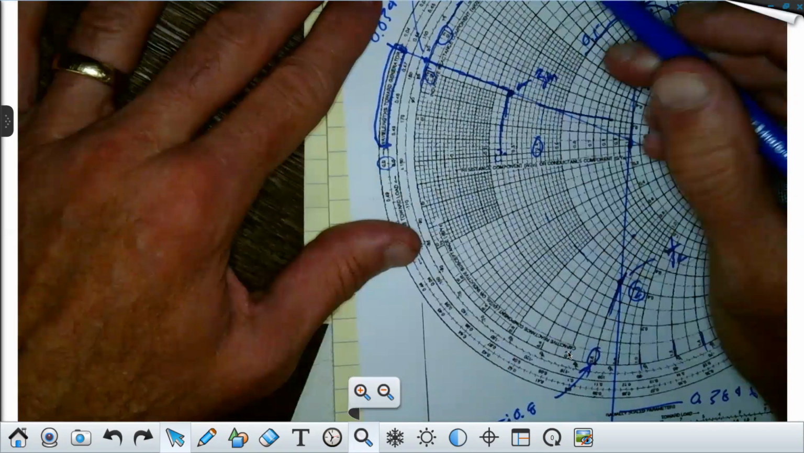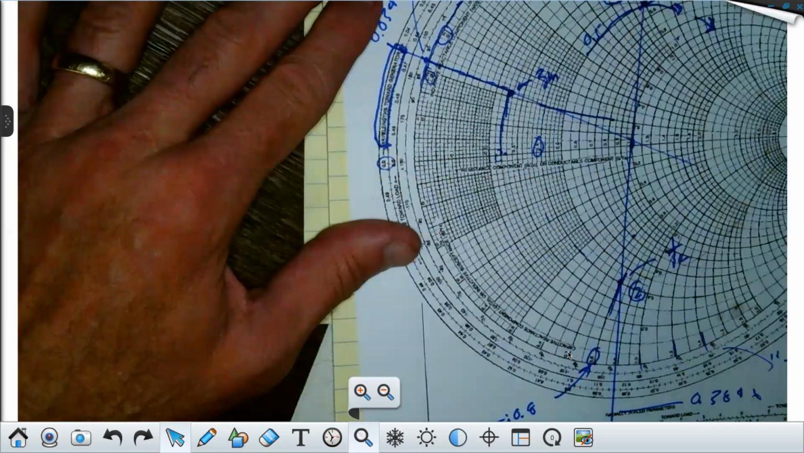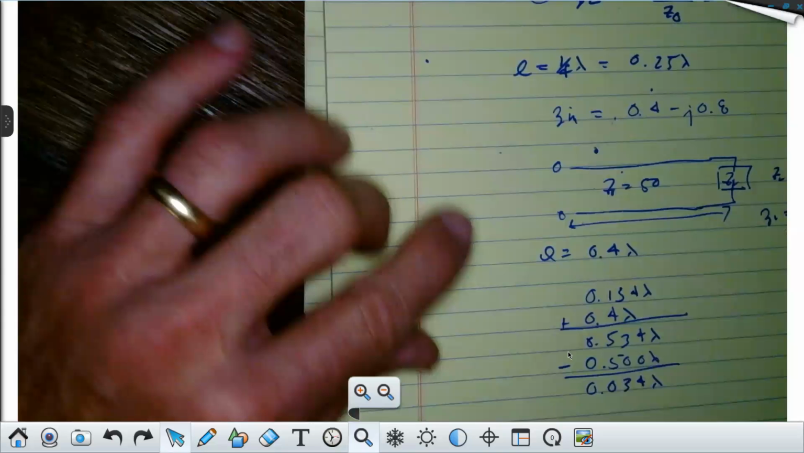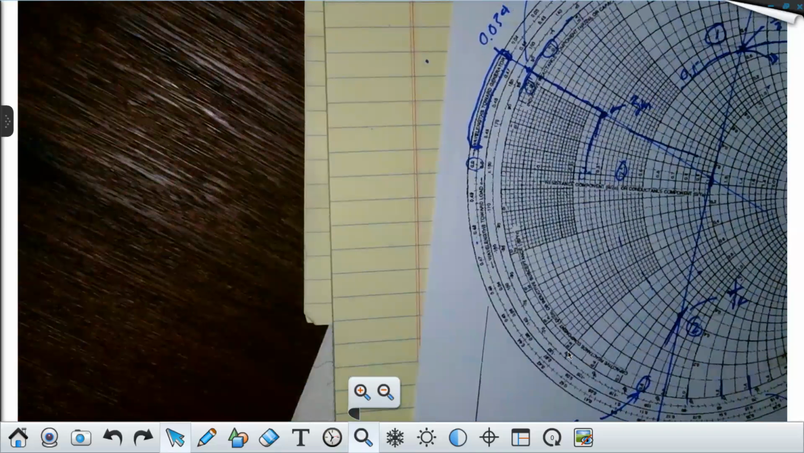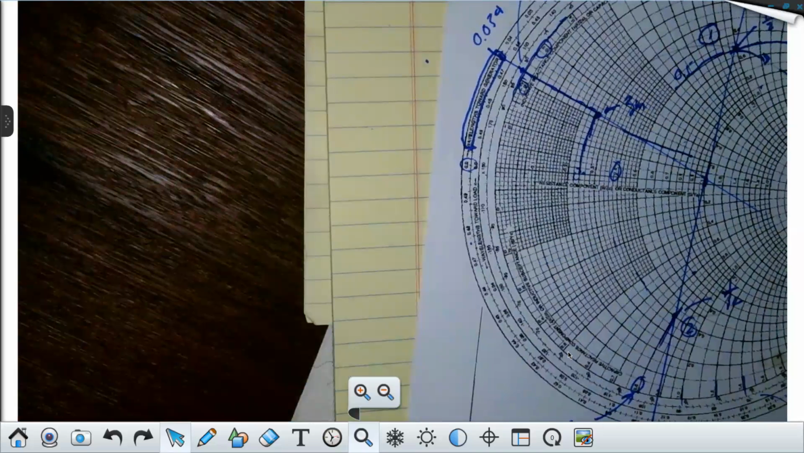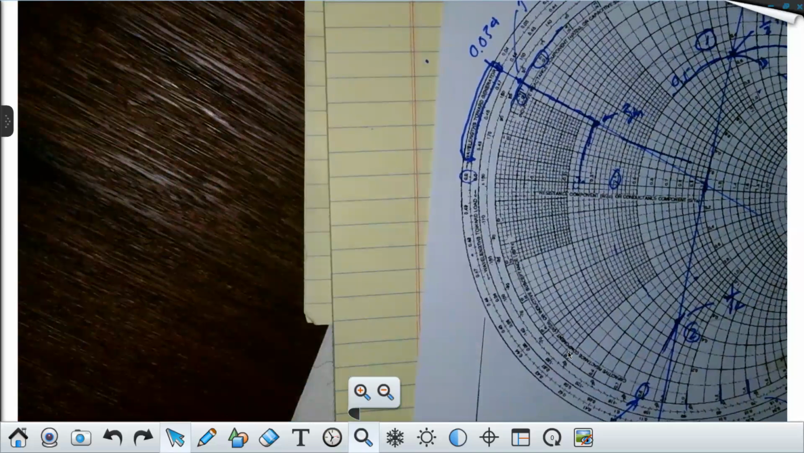All right. So remember, anytime you're dealing with things that are larger or smaller than a half wavelength, you subtract off a half wavelength. Something else, if you get a value that's negative, then you add a half wavelength until it becomes positive. Okay. And I'll give you some examples of this as we go.